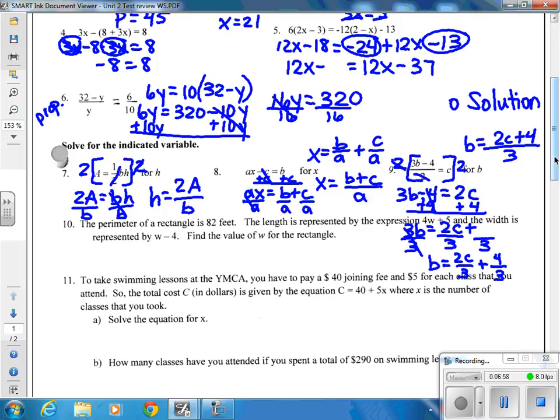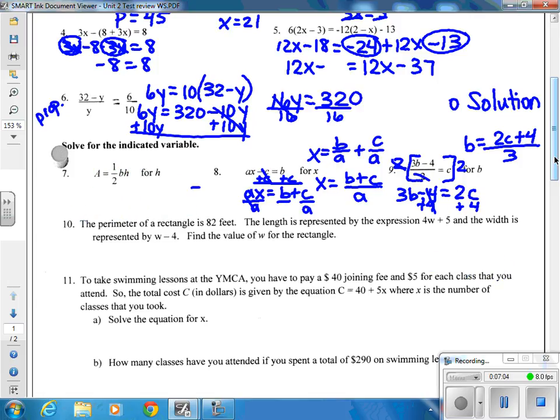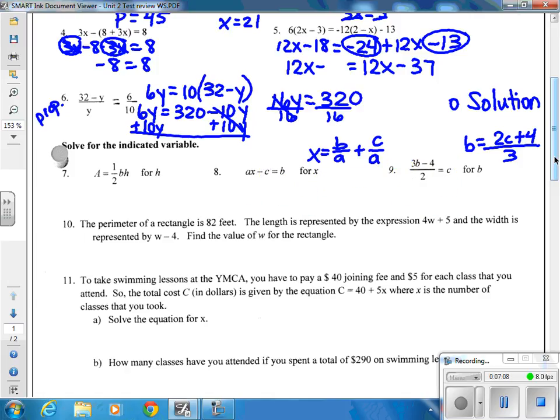All right, for number 10, you have a word problem like we did in class, that deals with perimeter of a shape. So draw yourself a picture and then label your picture to help you get your equation set up in the first place. Okay, so we are dealing with a rectangle, and it tells you that the length of the rectangle is 4w plus 5. So label the length as 4w plus 5. The width is w minus 4.